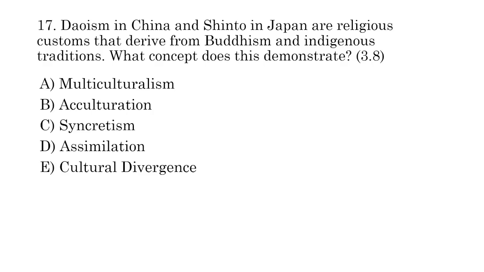17. Taoism in China and Shinto in Japan are religious customs that derive from Buddhism and indigenous traditions. So there are just elements of Buddhism and indigenous traditions blending together to make Taoism and Shinto. So these are two different religions that result from the blending of other cultural traits. So that's going to be syncretism, the blending of different cultural traits to make a new one. So yeah, C is the right answer here.